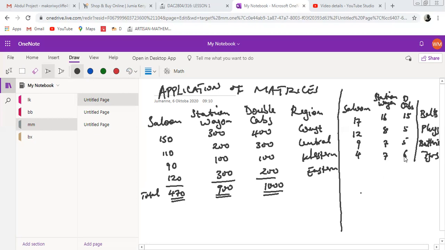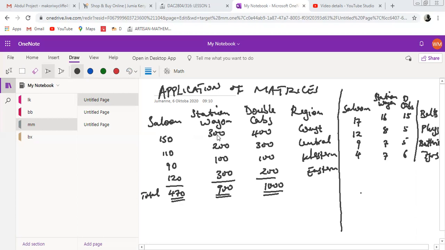And then the first question that you were asked is for you to determine the total number of vehicles in that particular case. So it was a very simple scenario. For the saloon cars, we just add all of them. Per region, we had 150 in coast, 110 in central, 90 in western, and 120 in eastern. If we add all of them, we have a total of 470 saloon cars in all the regions.